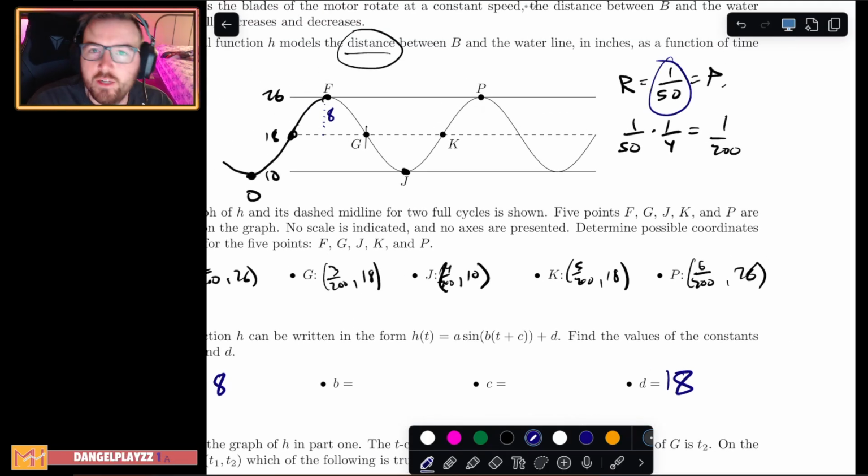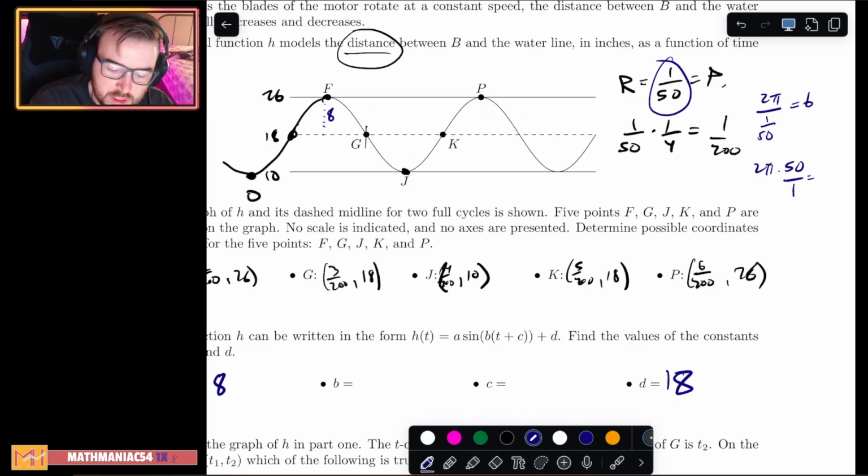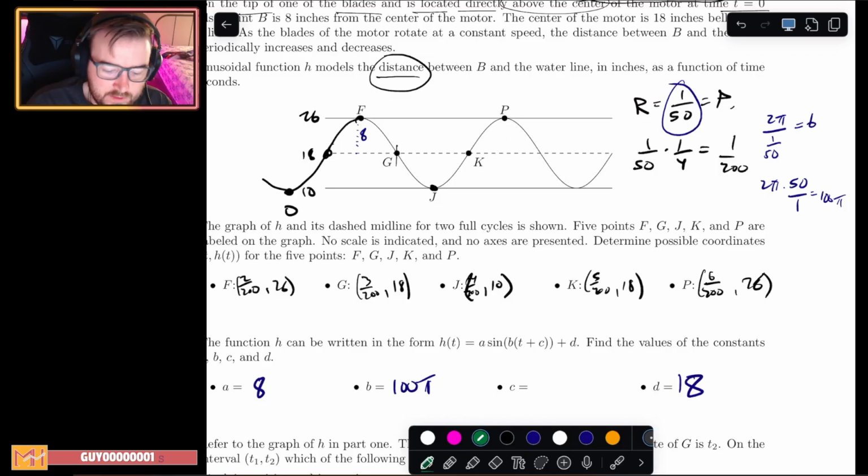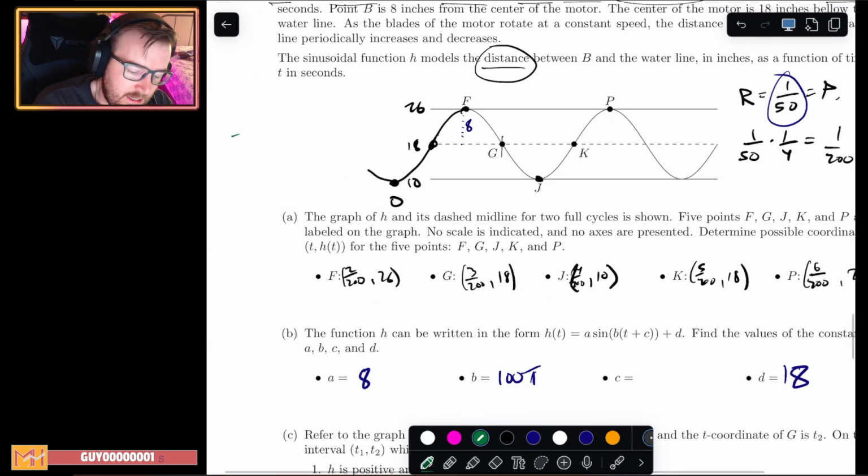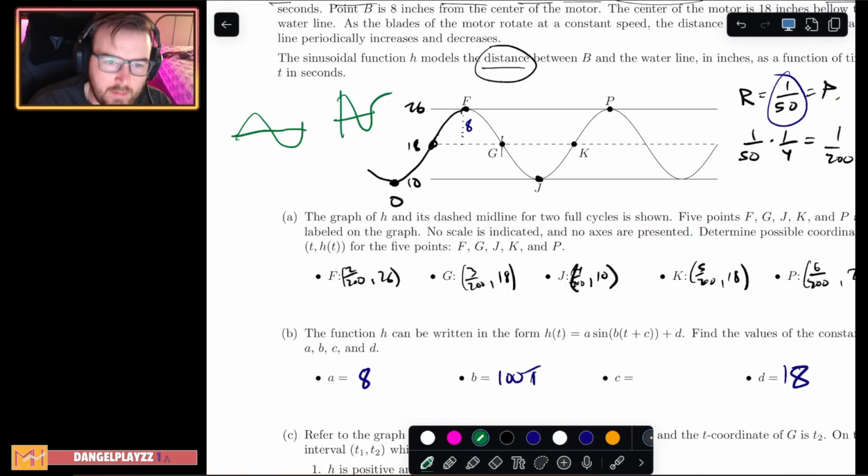If the period we've established is 1/50th, we do 2 pi divided by a 50th to find B, which is 2 pi times 50 over 1, right? To divide by a fraction is to multiply by its reciprocal, and you get 100 pi is the value of B. And then finally, C, I've said it before and I'll say it again, sine, quote, starts at the midline, and cosine, quote, starts at a maximum.